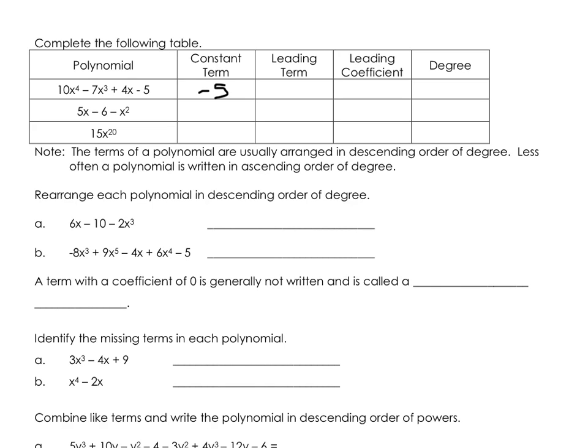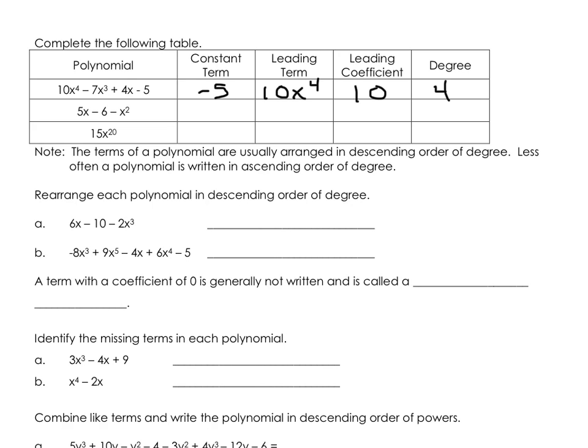What is the leading term? The one with the highest degree? 10x to the fourth. What is the leading coefficient? 10. And what is the degree of the whole polynomial? It is 4.